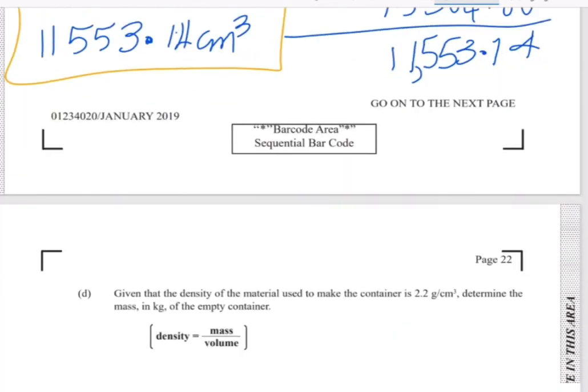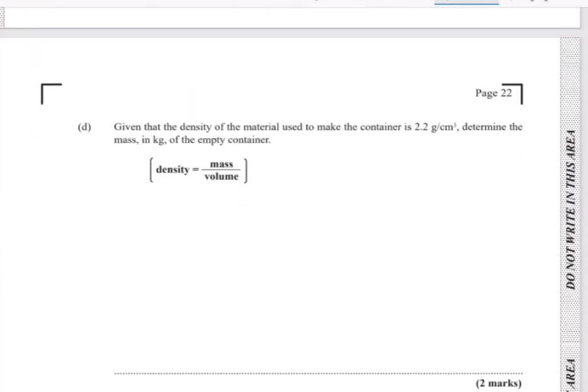Alright, so we'll come down to the final question. The final question now says, given that the density of the material used to make the container is 2.2 gram per cubic centimeter, determine the mass in kg of the empty container. So we're determining the mass of the empty container, and they gave us a formula, right? They say density equals mass divided by volume. So what we're going to do is transpose this formula.